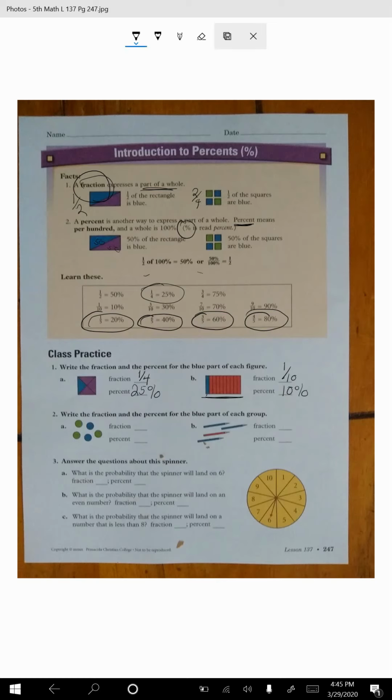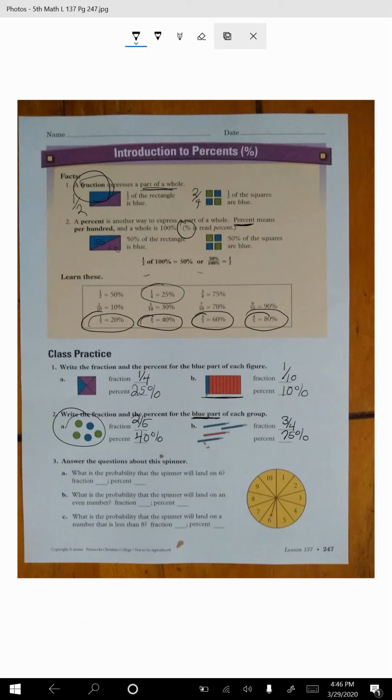I went way slower the first time, sorry. All right, here we have 5 little circles. 2 of those circles are blue. We're looking for the blue part. So 2 out of the 5, 2/5, is 40%. Here we have 4 pencils. 3 out of the 4 is 75%.